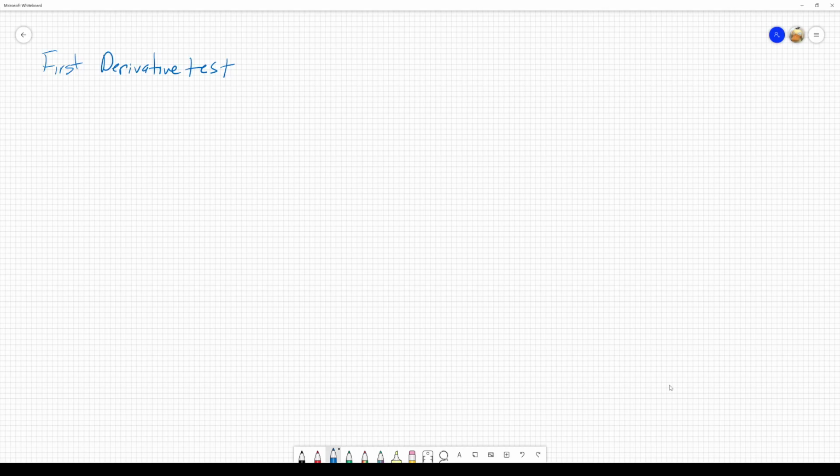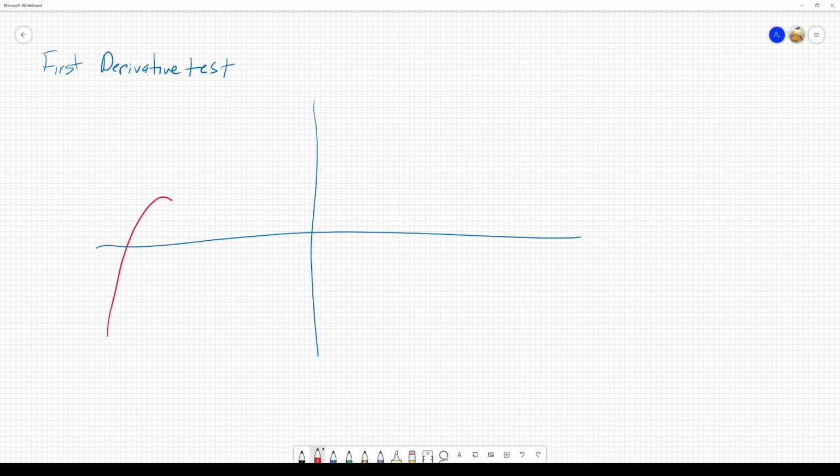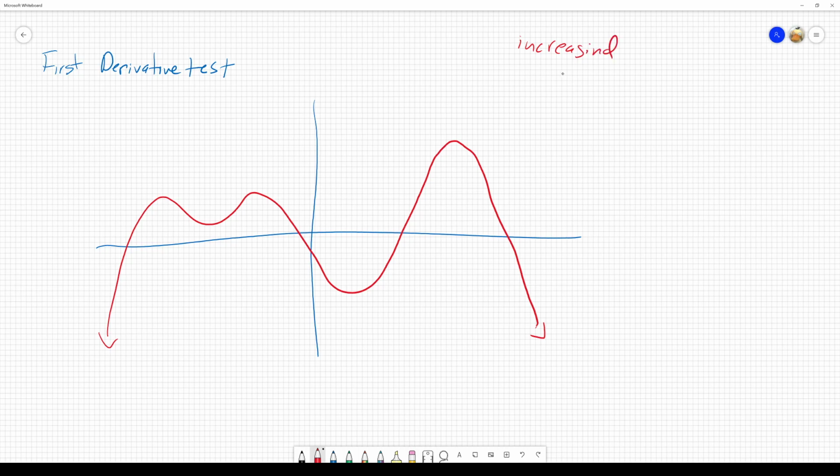All right, so I want to talk about what's called the first derivative test. The basic idea behind the first derivative test is I want to imagine that I've got the graph of a function something like this. And I would like to figure out where the graph of the function is increasing. This should be a G. Decreasing.